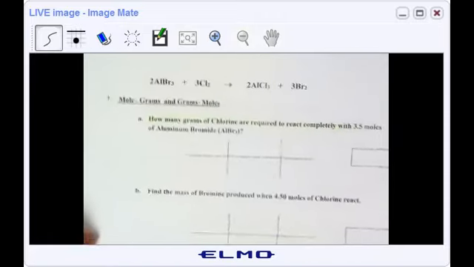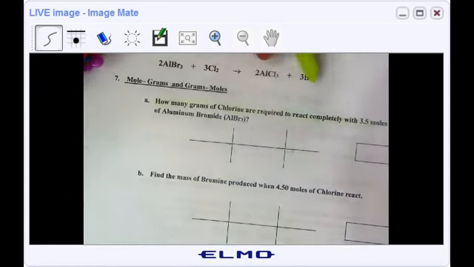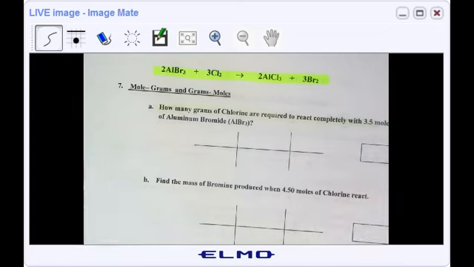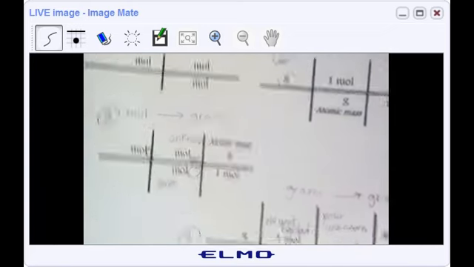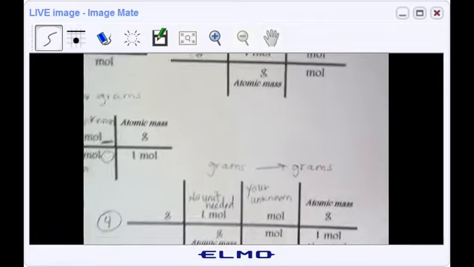Okay, we're going to start at number 7. We did moles to moles, and now we're going to do moles to grams and grams to moles. Again, this sheet will come in handy. So find this in your notes.